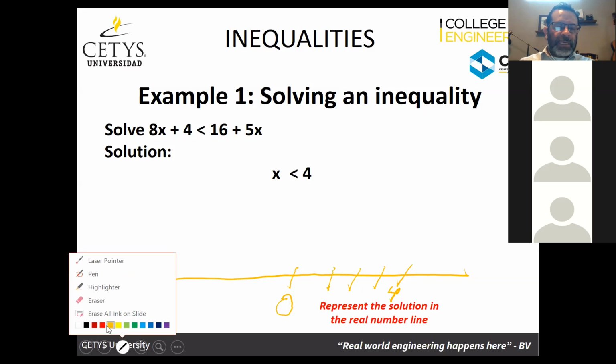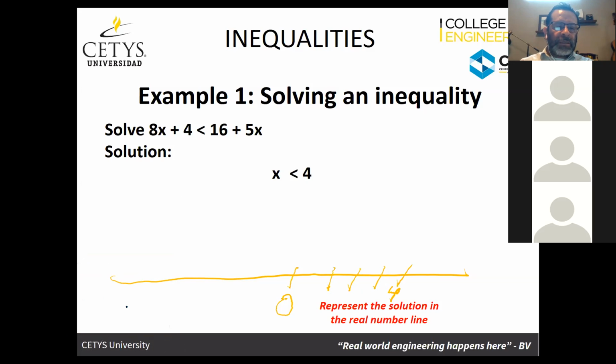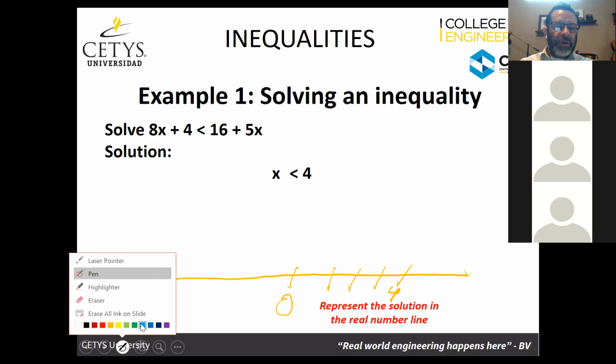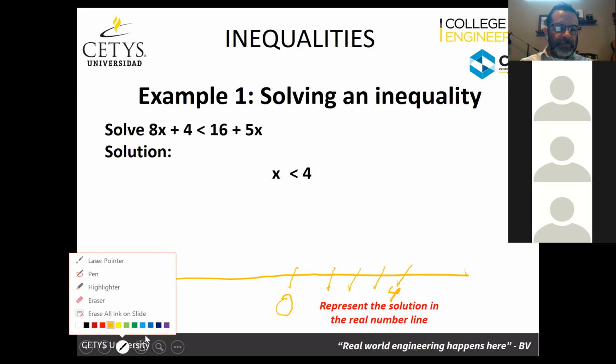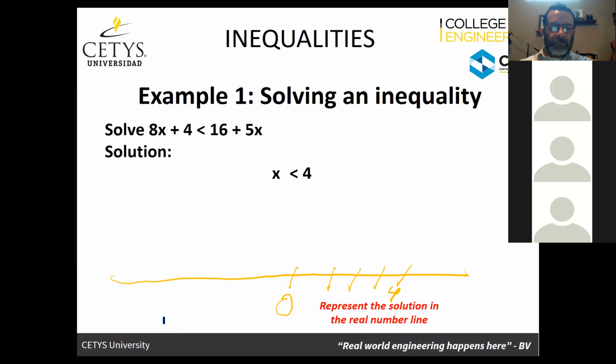Okay, so that means that all of the range in which we can represent this is going to be, let me just change color here, give me a second, is going to be all this part here that I'm marking in blue. Okay, and we are going to be using a parenthesis here to represent what we're doing here.